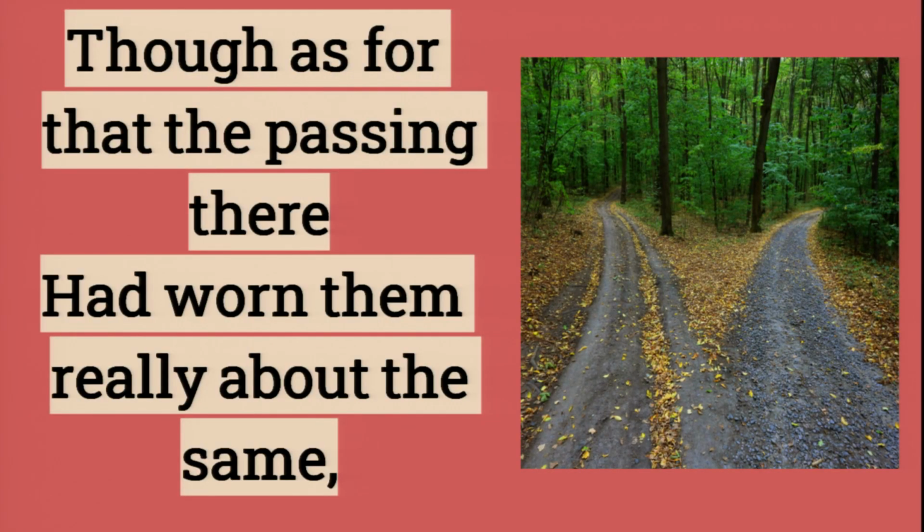Though as for the passing there had worn them really about the same. Okay. So firstly, the poet says that the first road, or the road that he chose, was very grassy. Not many people had walked on it. But now the poet is saying that it is the same as the other path. After he walked on the path for some distance, he realized that both the paths had been worn out the same way. Both the paths were similar and equally walked upon.